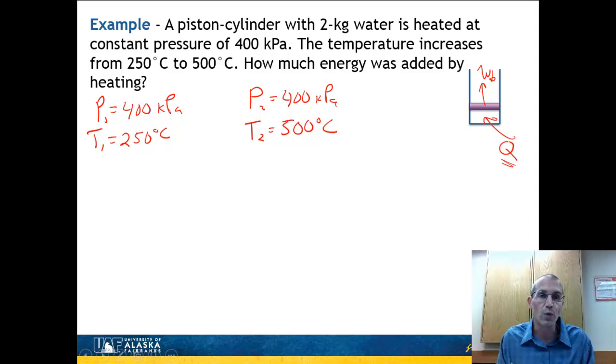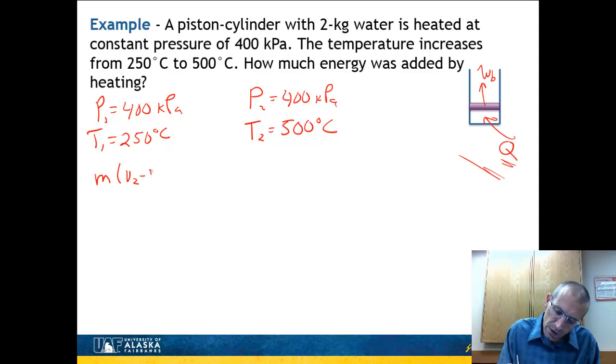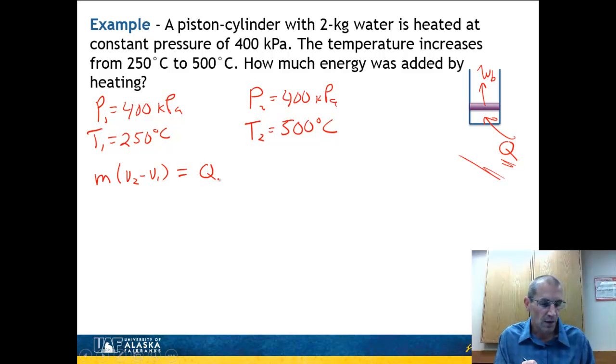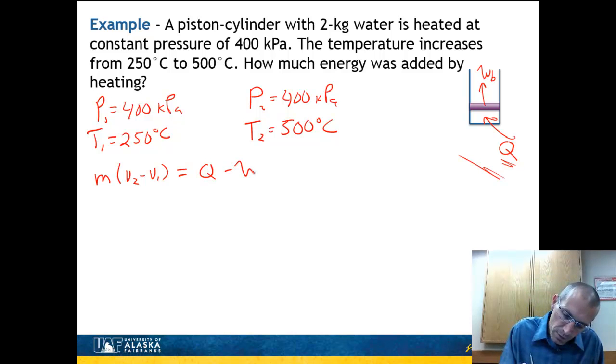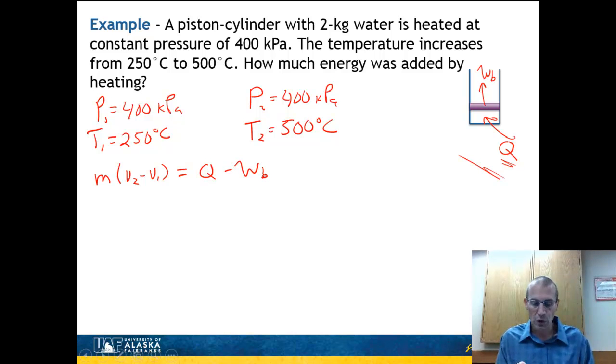So I have boundary work, and that boundary work is leaving the system because the piston is expanding. If I look at this, I want to write my first law energy balance for it. So this is my particular system over here. I have the mass times (u2 minus u1) equal to the energy that goes in. The only arrow I have going in is Q, and the only arrow I have going out is W_B. So there's my first law energy balance.